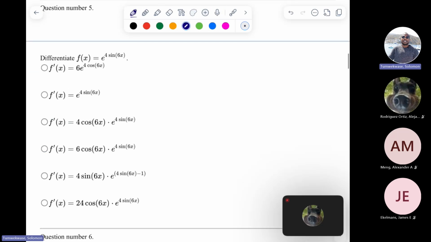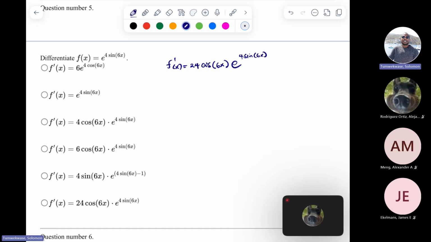Okay, number 5, same thing. You take the derivative of the power. If I take the derivative of 4 sine of 6x by chain rule, I first take the derivative of 6x, which is 6 times 4, that is 24. So f prime of x, this is 24. Take the derivative of sine, which is cosine. Keep the angle the way it is, which is 6x, then times e to the 4 sine of 6x.